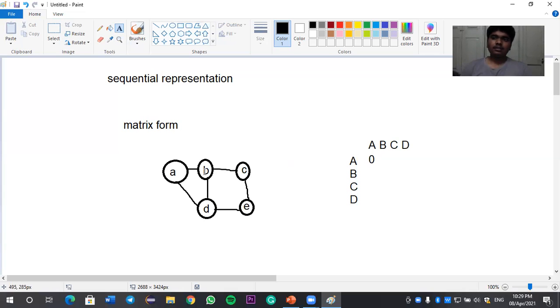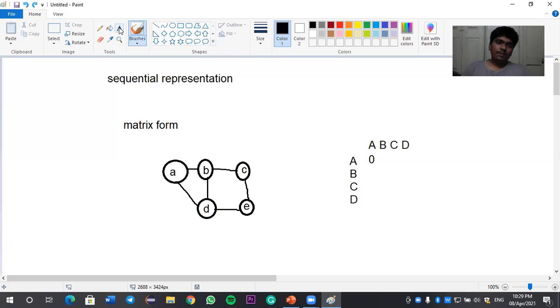A to B, there is a path. How can we say there is a path? As we can see, there is an edge between A and B. As there is no particular direction, it is bidirectional. So A can travel to B, whereas B can also travel to A.